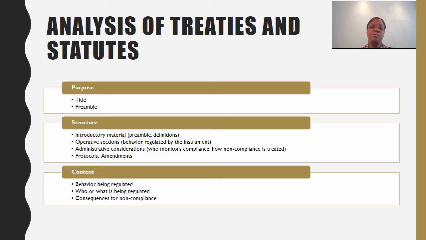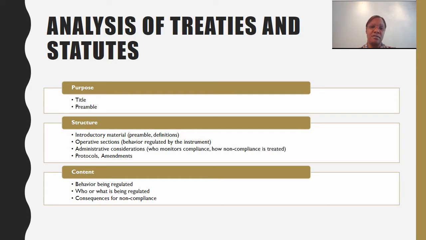And finally, in both the sections of treaties and also in statutes, there can be sort of post-treaty or post-statute, a part that might be a protocol, or in the case of a statute, an amendment. And this information, of course, is also very important and must be analyzed when you're looking at the overall treaty.